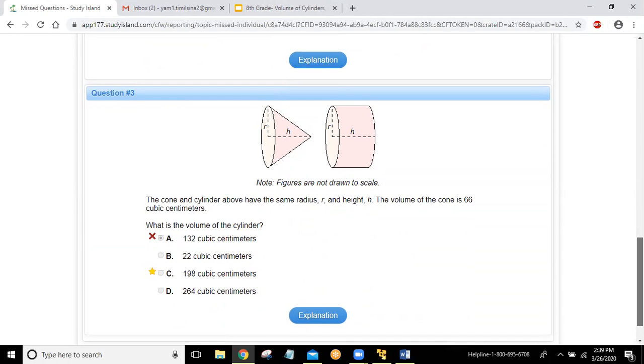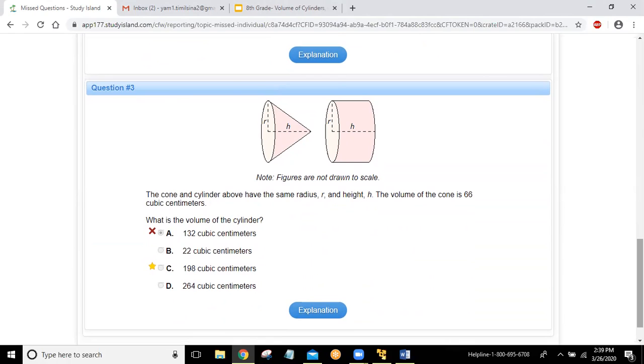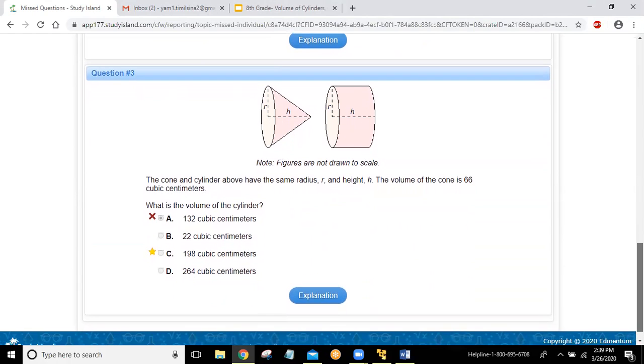Okay, can you try this question? This is very easy. See the rest of the question. The cone and cylinder have the same radius r and the same height. The volume of the cone is 66 cubed. What is the volume of the cylinder? Base times height, so 3.4 times.